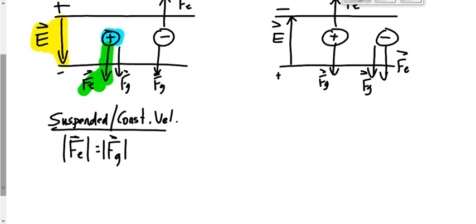Fe equals Fg. We're going to replace Fe with Q times E. Be careful. It's not QV. QV is energy. QE is force. And the force of gravity is M times G. Now, sometimes, I'd say probably about half the time, we've got to find the electric field because we don't know what it is to sub into there.